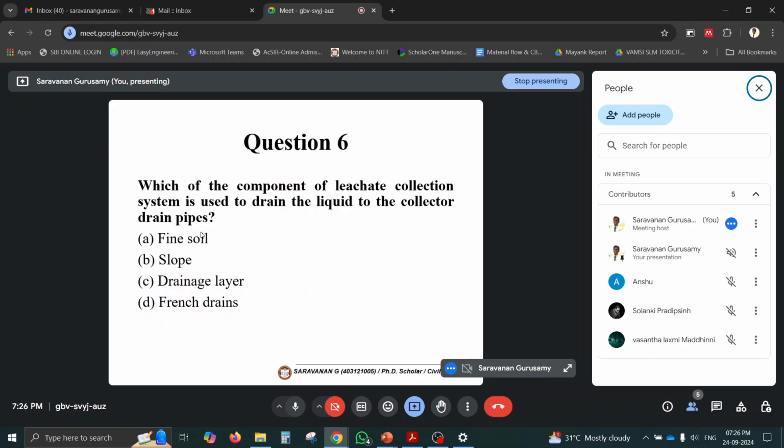Okay, sixth question. Which component of the leachate collection system is used to drain the liquid to the collector drain pipes? Fine soil, slope, drainage layer, French drains.